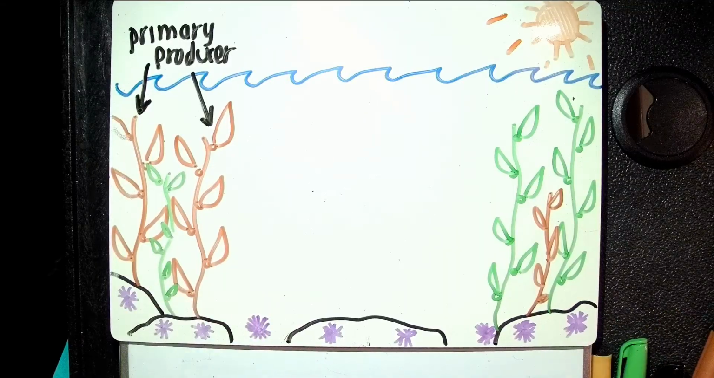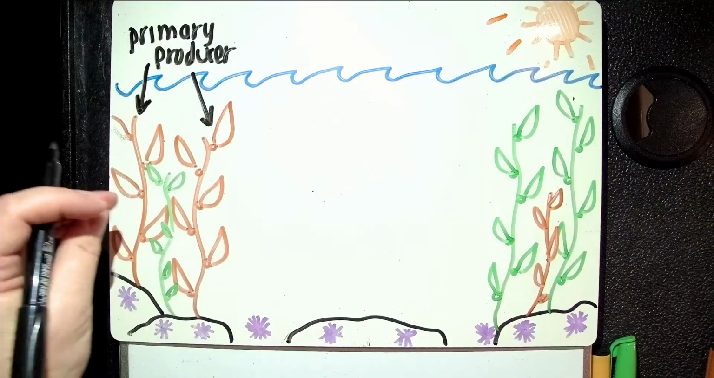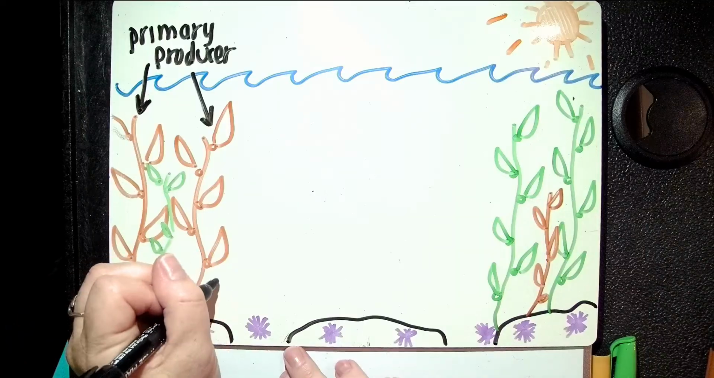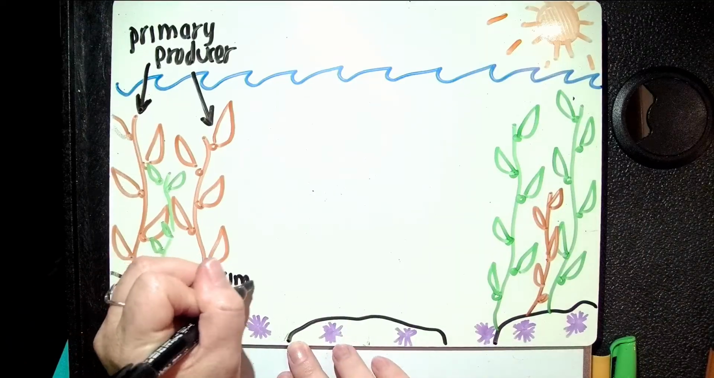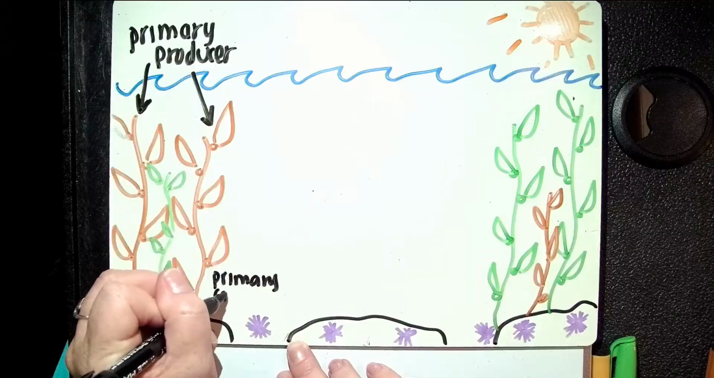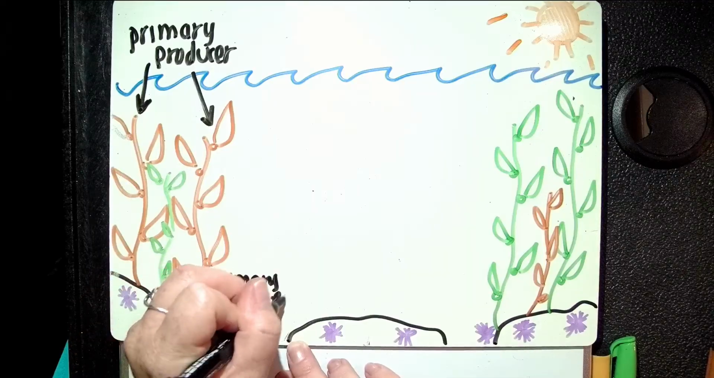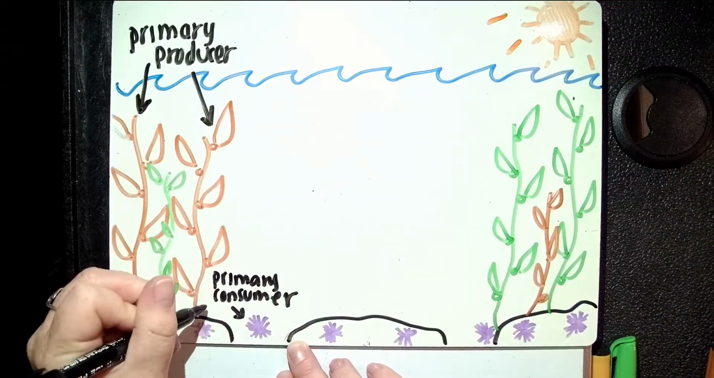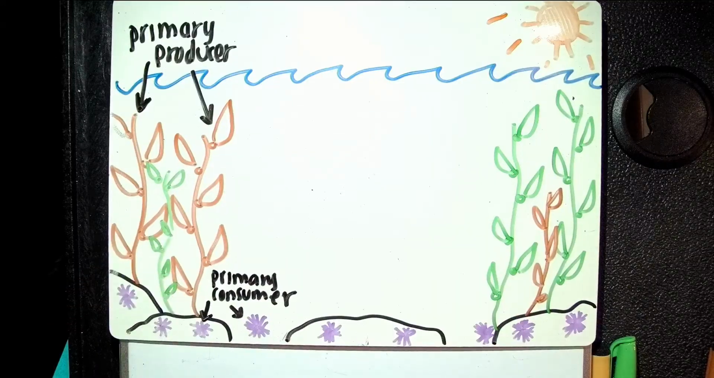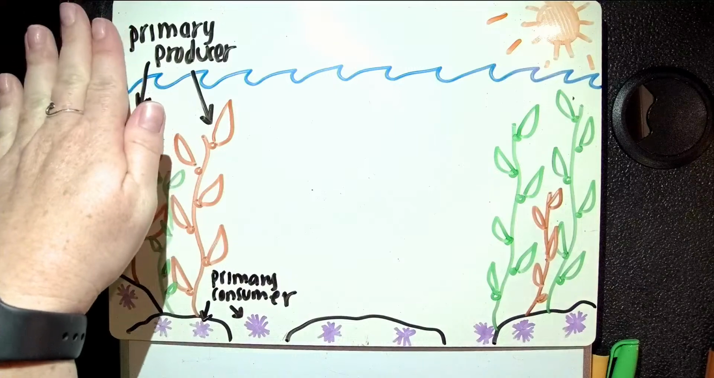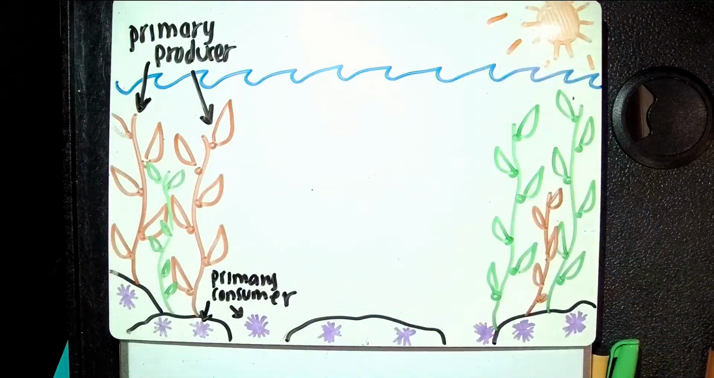All right, so our sea urchins are going to be our primary consumer because they are the first thing to eat that first producer. So I'm going to write primary consumer. And I'm going to point to some sea urchins. All right, so we've got our primary producer, which is the thing that's using the sun for energy. Then we've got our primary consumer, which is the thing that's eating that primary producer.